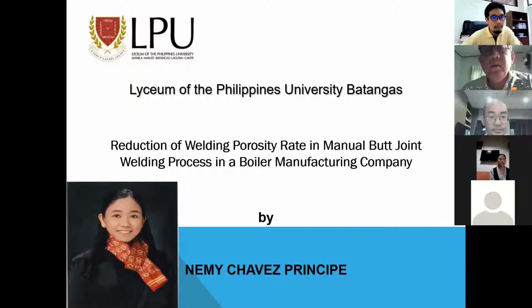So the welding defects: porosity, lack of fusion, undercut, excess penetration, concavity, offset, filler, incomplete penetration, and tungsten inclusion.